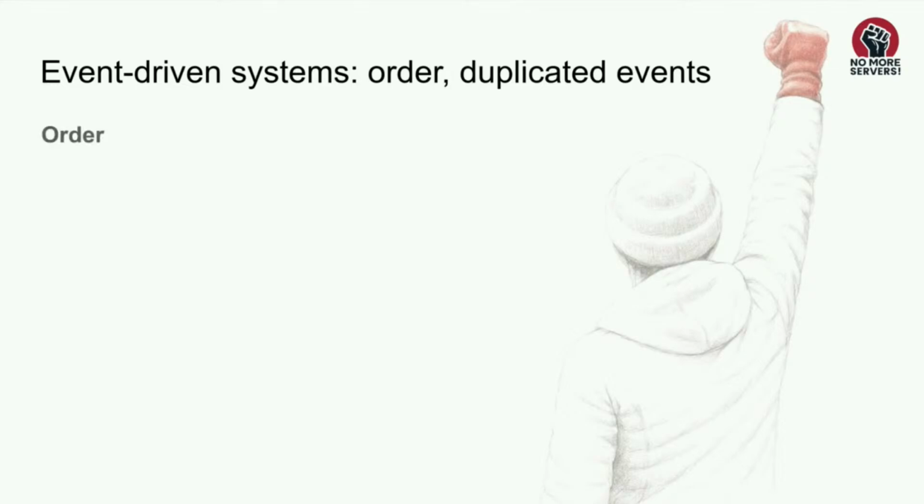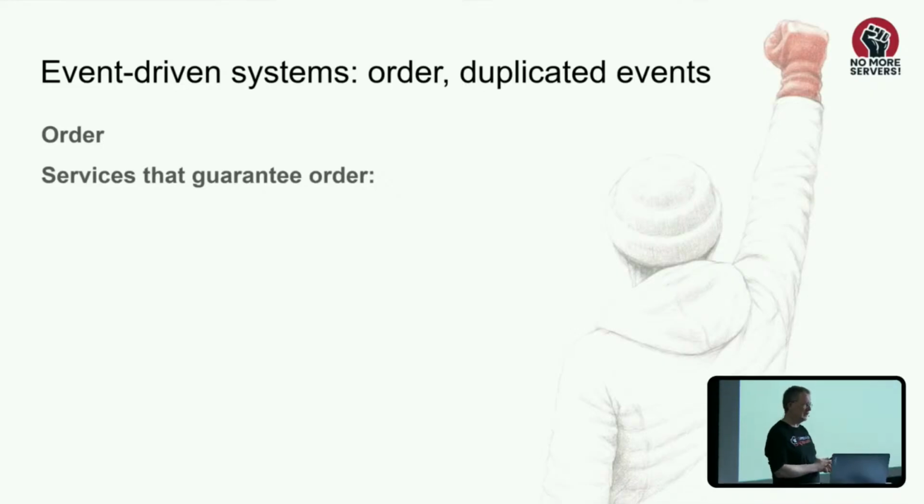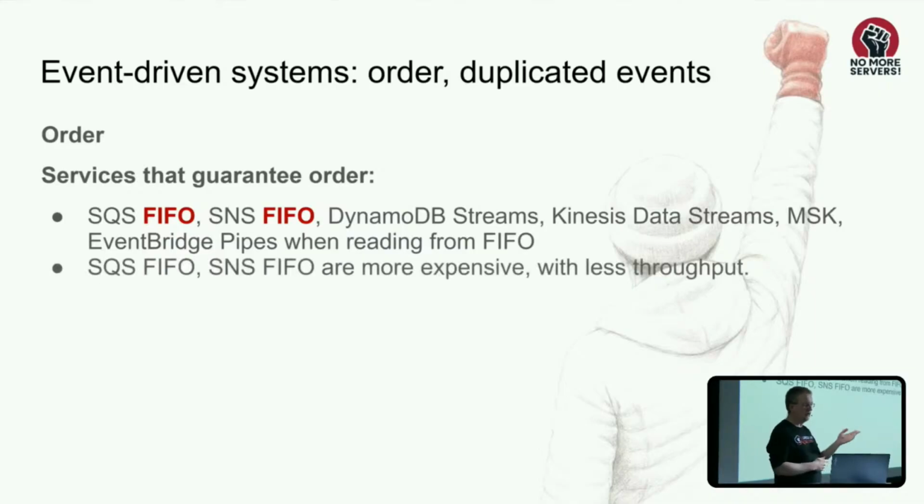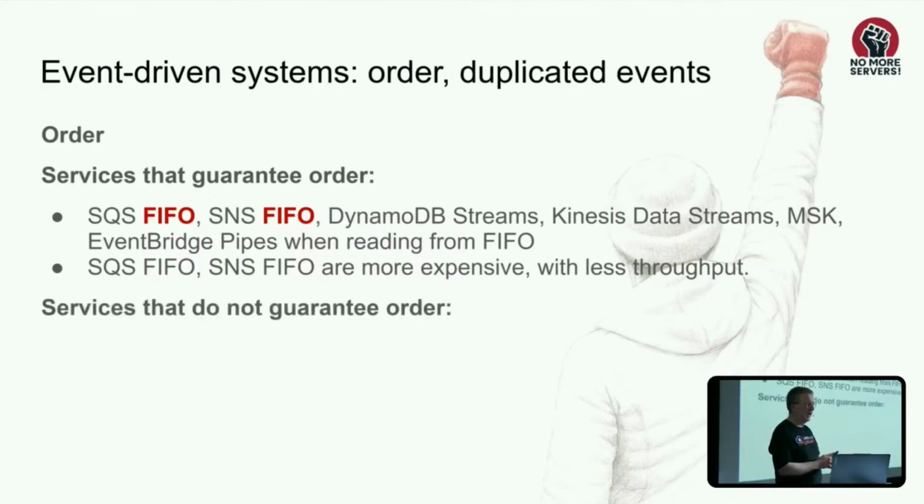Let's look at the order. Some services guarantee order. Those are SQS FIFO, SNS FIFO, DynamoDB streams, Kinesis data streams, and some others. SQS FIFO and SNS FIFO are just a special version of SQS and SNS that are a bit more expensive and have less throughput. So think about whether you really need them. All other services don't guarantee order.